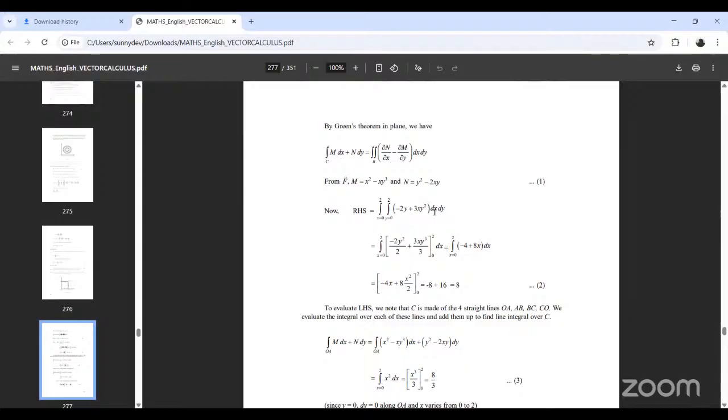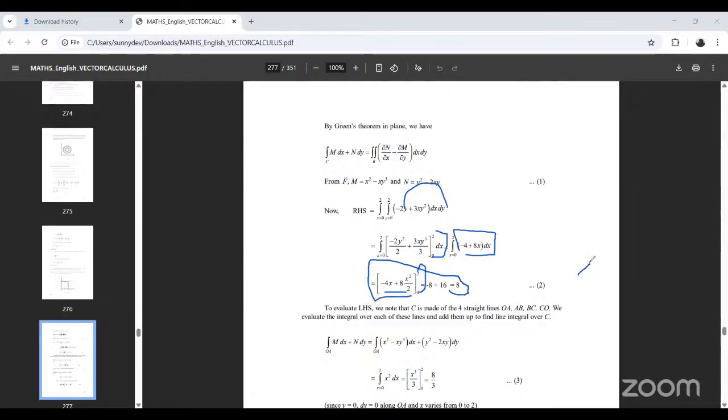Okay. Now first we have to do the integration with respect to y. So that becomes minus 2y squared by 2 plus 3xy cubed by 3. Now apply the limit 0 to 2, with x from 0 to 2. Then we are getting minus 4 plus 8x, dx. Again we integrate with respect to x, and we get minus 4x plus 8x squared by 2, apply the limit 0 to 2. At the end we are getting 8. So 8 is the answer.